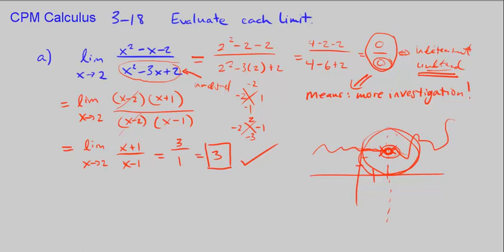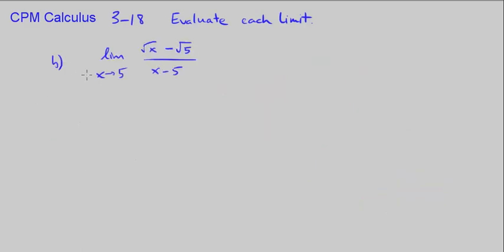Okay, let's go on to B. B is the limit as x approaches 5 of square root of x minus square root of 5 over x minus 5. If we plug in 5, we can see right away we get square root of 5 minus square root of 5 over 5 minus 5, which is 0 over 0. Again, we cannot leave this as an answer, so that's a sad face. This is our indeterminate, so we have to dig deeper. That's a happy face, because we know what to do.